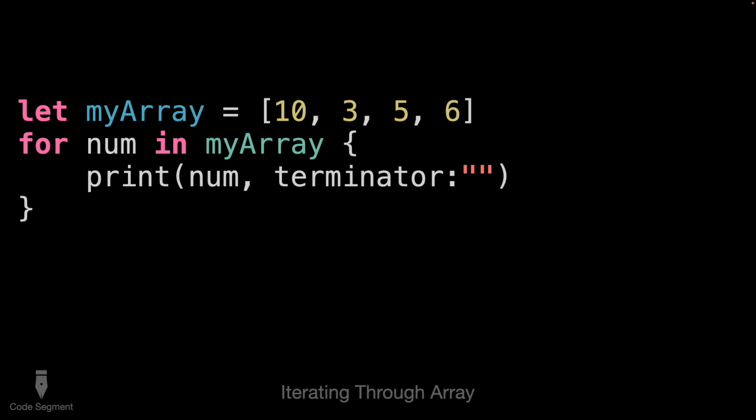If you pass in a terminator of empty string, which is what we have here, then instead of having a \n appended to the very end of your string, it doesn't, which means that this prints 10, 3, 5, 6. All in a row, no spaces, no new lines.